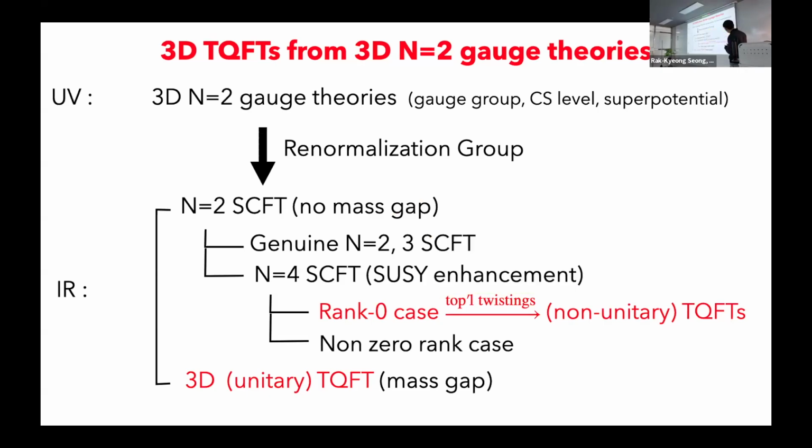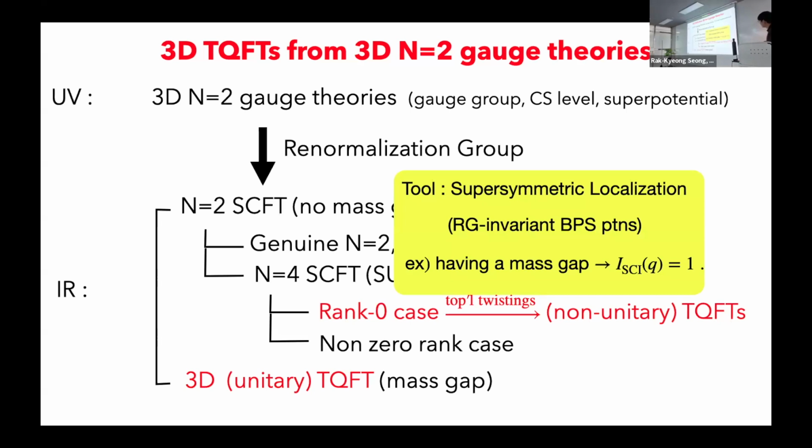And the stronger conjecture is that, although it cannot be proven, we believe that every non-unitary TQFT and every non-unitary rational conformal field theory can be realized in this way. This is a very strong statement. It cannot be proven, but we believe and hope that it is also true.